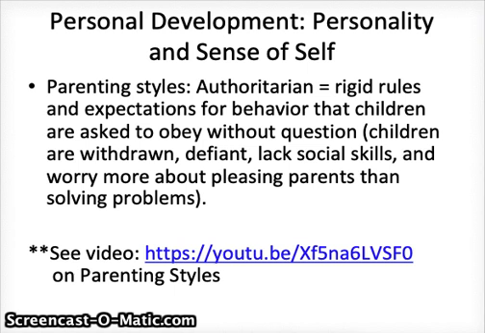The other parenting style the book focuses on is called authoritarian. This is where it's very rigid. Parents make the rules, you have to obey without question, and this results in children that are very defiant. They don't have many social skills. They worry more about pleasing the parents than actually problem solving. They were withdrawn, those kinds of issues, which are very negative.